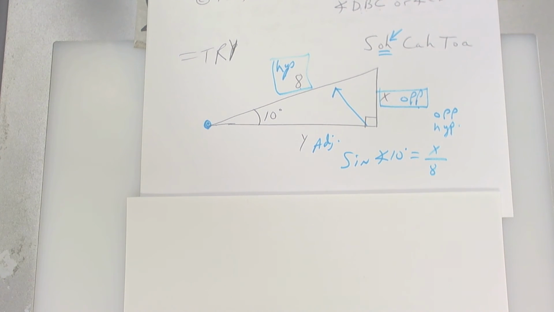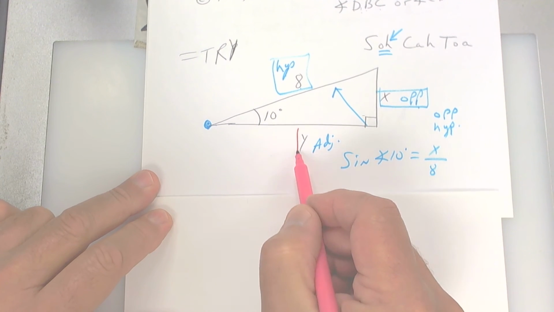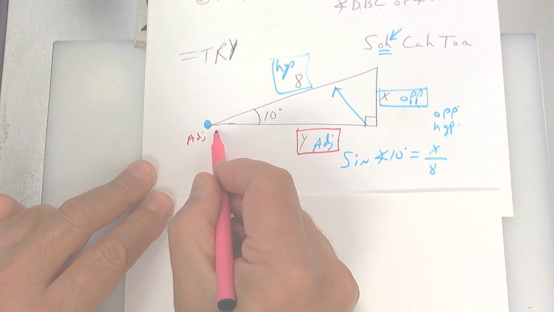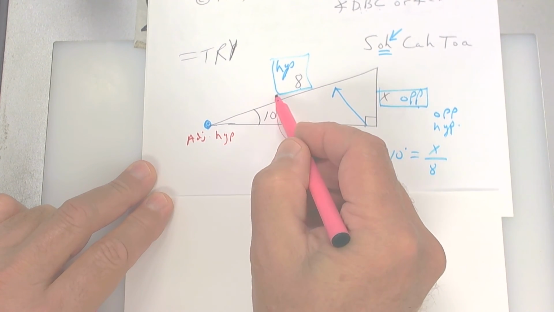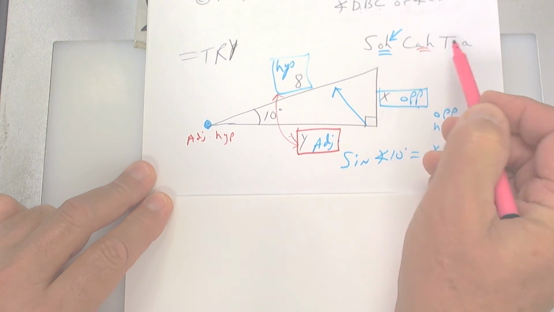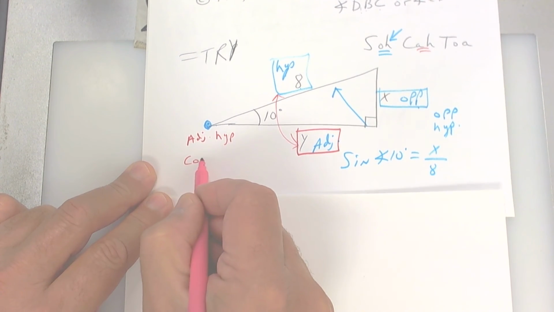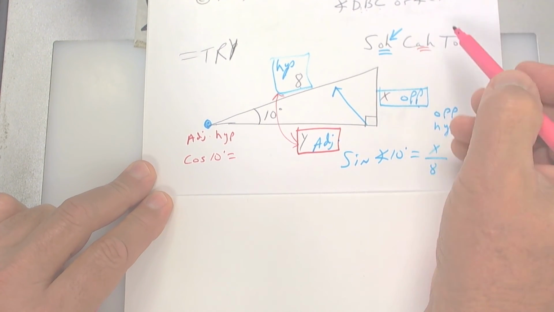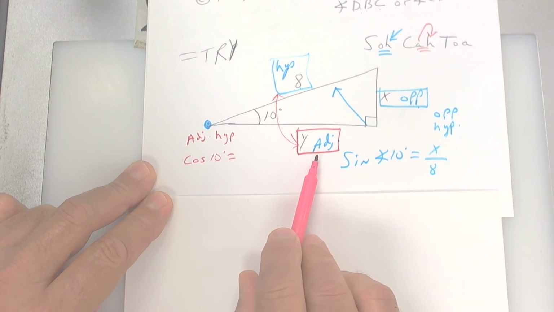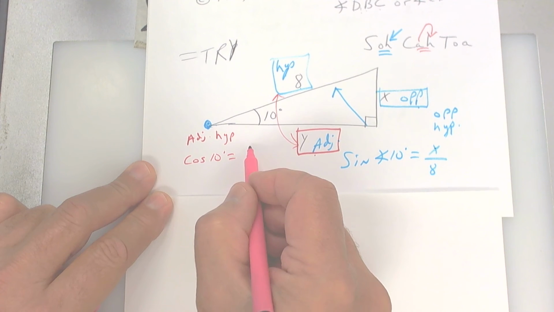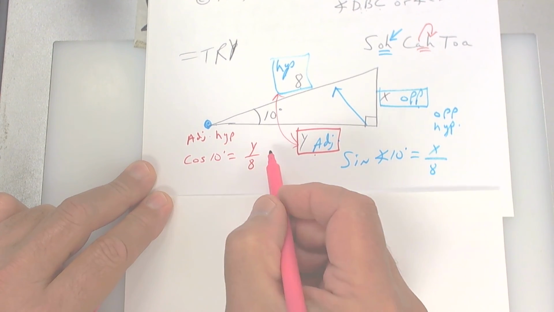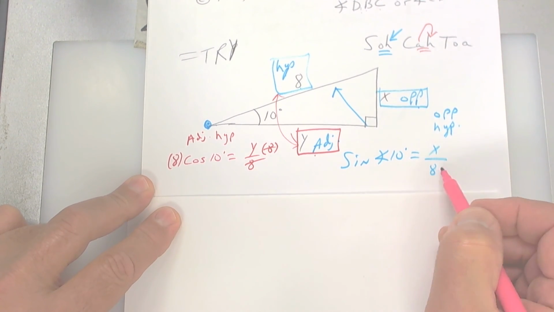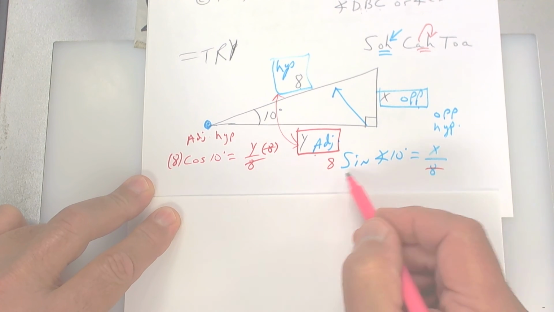I'm going to work them both in a minute, but let me do the y. The y is adjacent, and I want to use the hypotenuse. I want to use these two. So the adjacent and hypotenuse on this one is cosine. So put the cosine of 10 degrees. And the formula says the A is on top. So my A here is this one. So put y over 8. So here you just need to multiply by 8 and you'll have your answer. Over here you're going to multiply by 8 and you're going to have your answer.